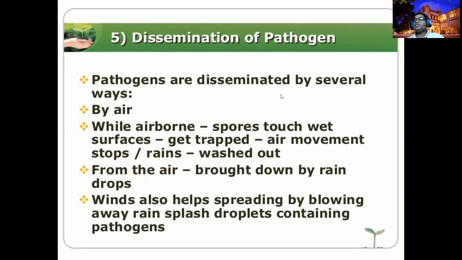There are many pathogens, and they use several mechanisms to disseminate. Maybe air. If it is by air, we call it anemophily. Many of the rust pathogens and some of the fungal pathogens are airborne. While airborne, spores touch wet surfaces and get trapped, or the air movement stops, and then they are washed out.